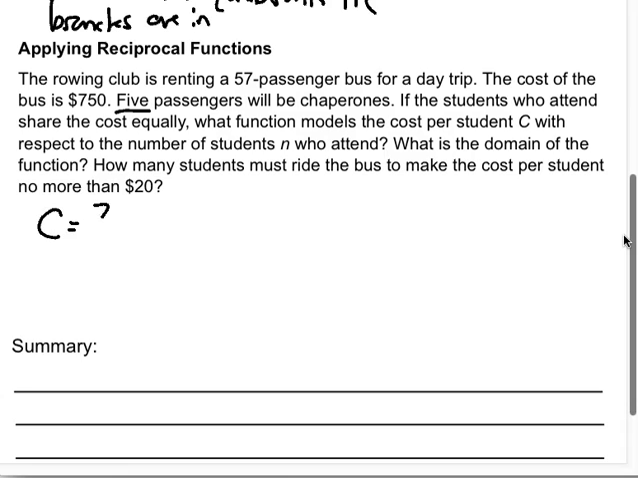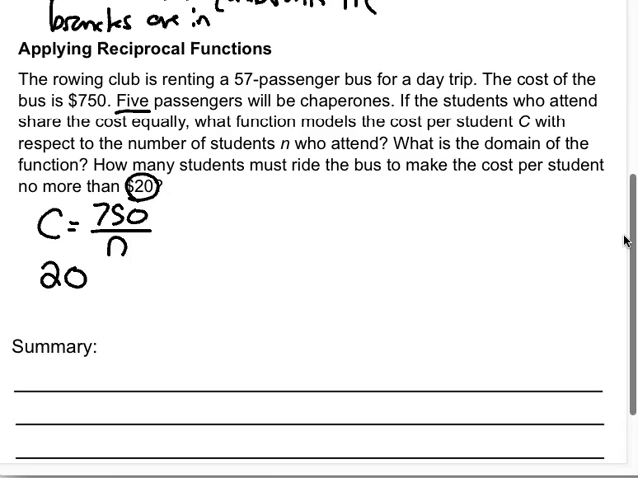So the cost, I'm sorry, we're going to put the cost up there. So we're trying to divide the 750 amongst how many people there are going to be on the bus. So now we have the dilemma of the 5 chaperones don't have to pay, do they? So if we want to pay no more than 20, how many students are going to have to go?